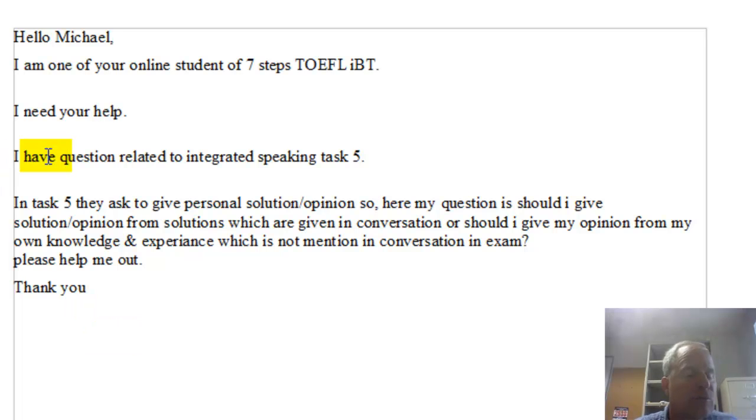You say, I have a question related to the integrated speaking task number 5. You say, in task 5, they ask to give a personal solution or opinion. Here is my question. Should I give the solution or opinion from solutions which are given in the conversation, or should I give my opinion from my own knowledge and experience, which is not mentioned in the conversation in the exam? Please help me out.